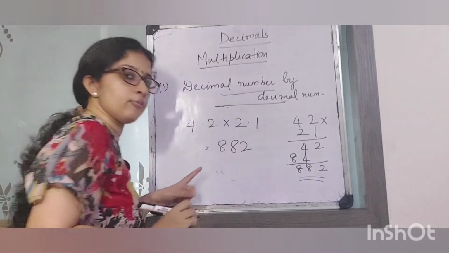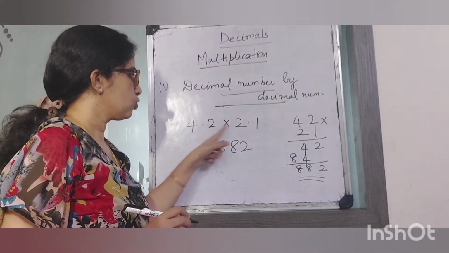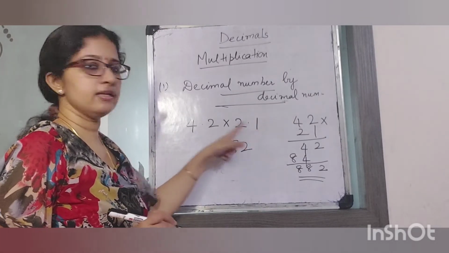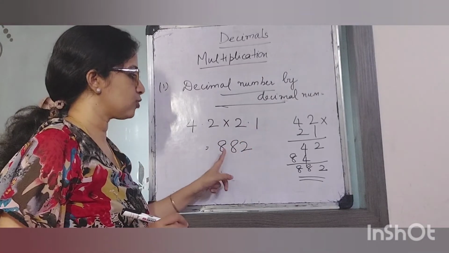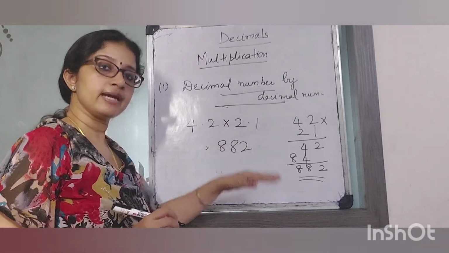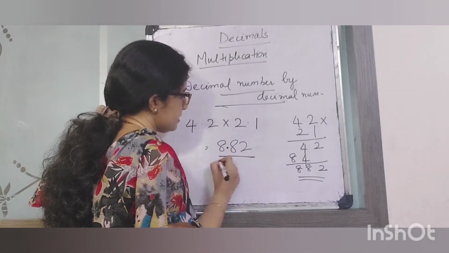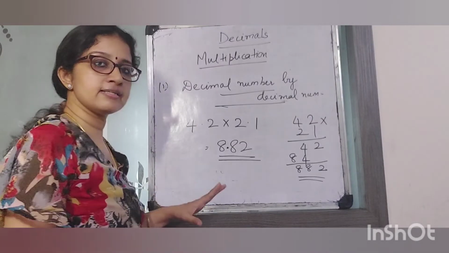882. Now where should we put the decimal point? In the question we have two digits to the right hand side of the decimal point, right? Here 1 and 2 here. So in the answer we have to leave two digits to the right hand side of the decimal point. So it should be like this. So the answer is 8.82. Clear with this?